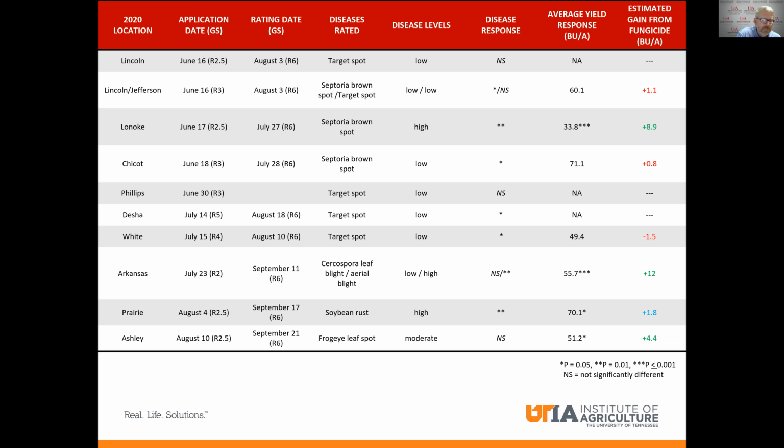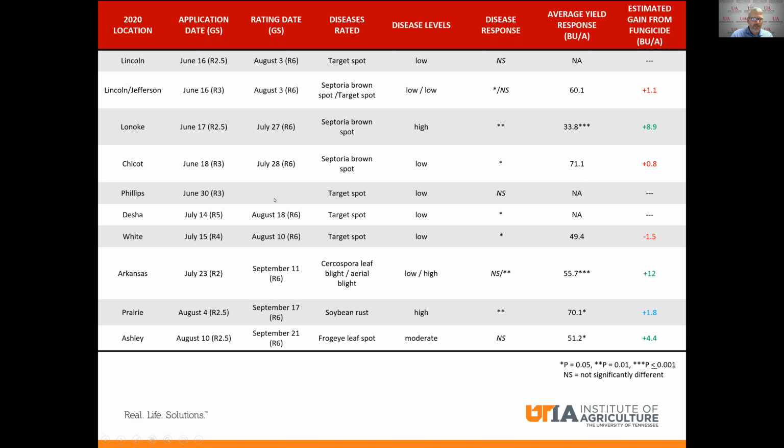This is 2020. You can see columns here with the application date. We started applying product on June 16th of 2020, and we made our last application on some wheat beans in Ashley County on August 10th. Typically we were shooting for R3. We didn't always hit it. Sometimes it was, you might say, 2.5, but we went ahead and got it sprayed. Sometimes we're a little bit late because of weather or other things. Then we did evaluations on these dates here when they were at R6.